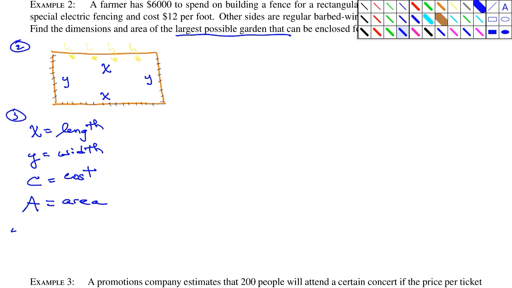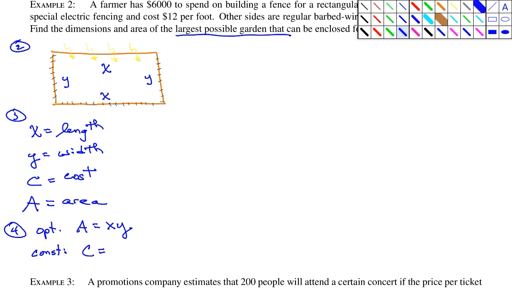Here's step 4. Find the equations. So the optimization equation, again, we're trying to optimize area. We want the largest area. The constraint that I have is that I can only have $6,000 in cost. So what is the equation for my cost function?